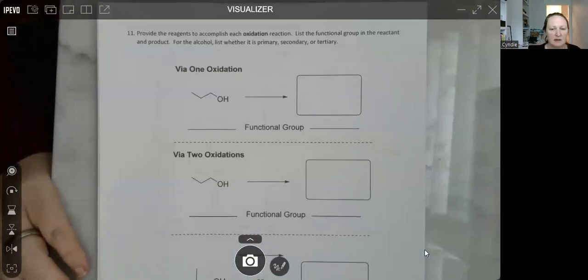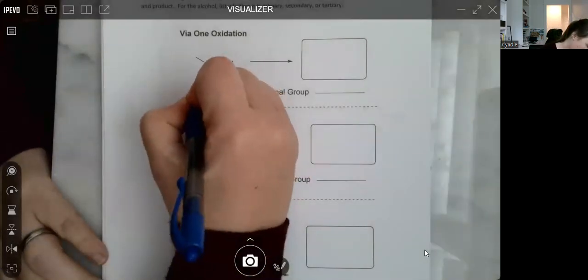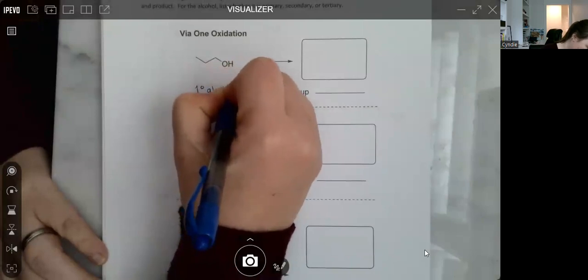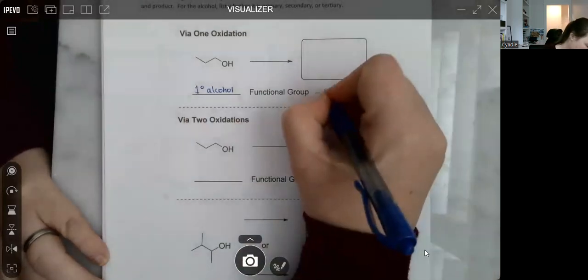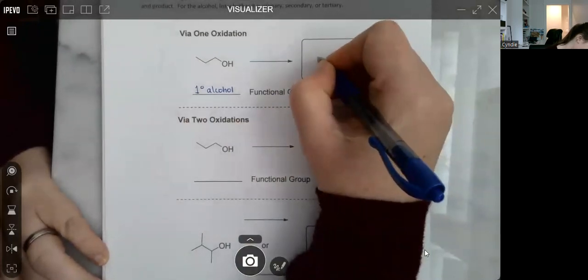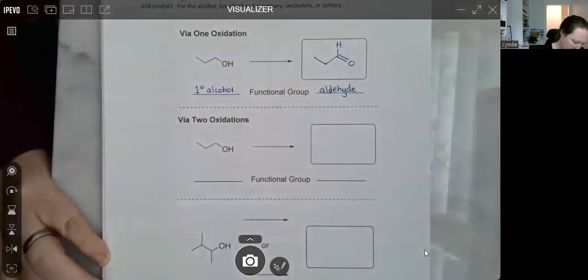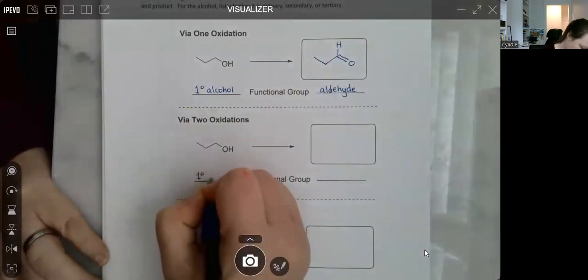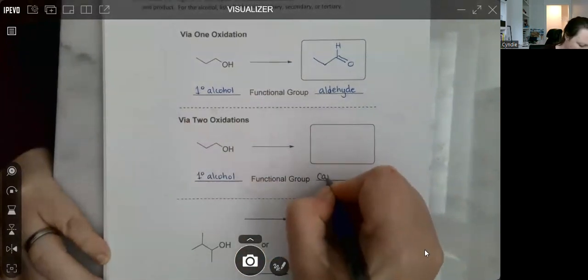Okay, so we are looking at oxidations. I feel like this is pretty similar to a question we did already, but that's okay. We'll go ahead and go through that anyway. So we have a primary alcohol, and it's via one oxidation. So we'll oxidize it to an aldehyde. And then we can also oxidize it through 2 oxidations to a carboxylic acid.